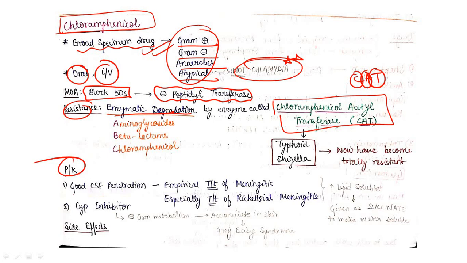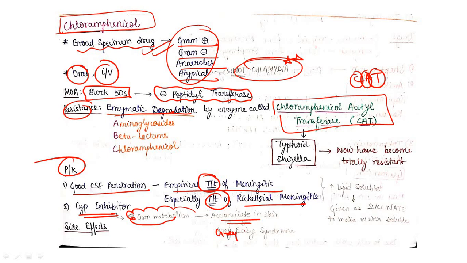Now coming to the pharmacokinetics. Chloramphenicol has good CSF penetration, and because of this it can be used as an empirical treatment of meningitis, especially in cases of rickettsial meningitis. Clear. Then it is also a CYP inhibitor, it inhibits its own metabolism also, so it will start accumulating and that will cause a syndrome known as gray baby syndrome. Clear.